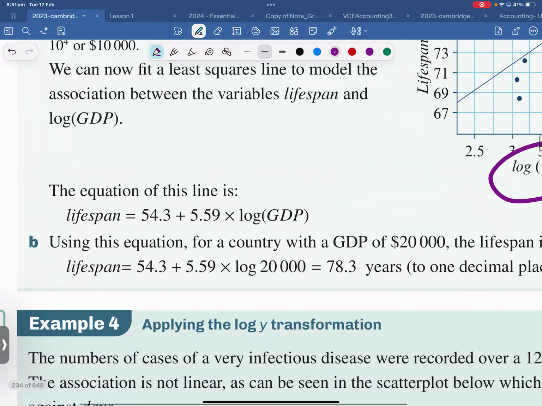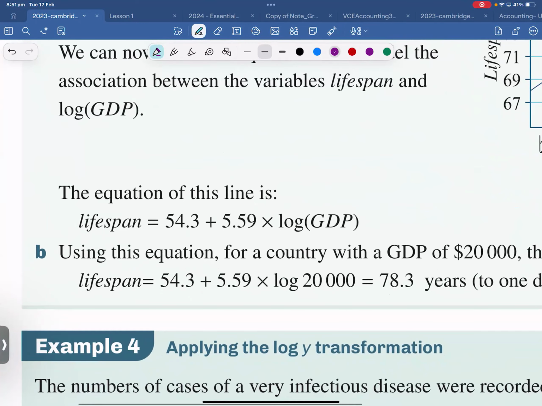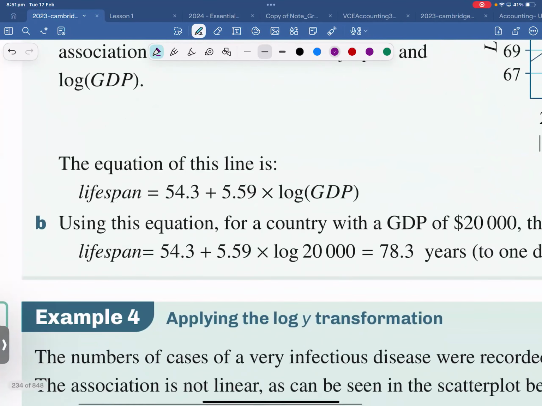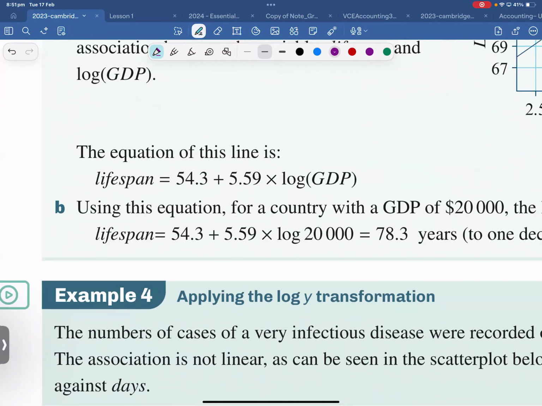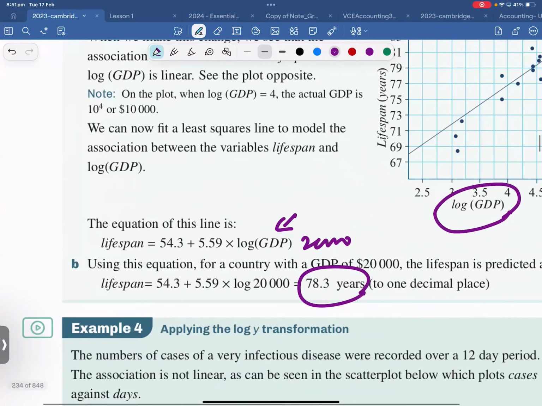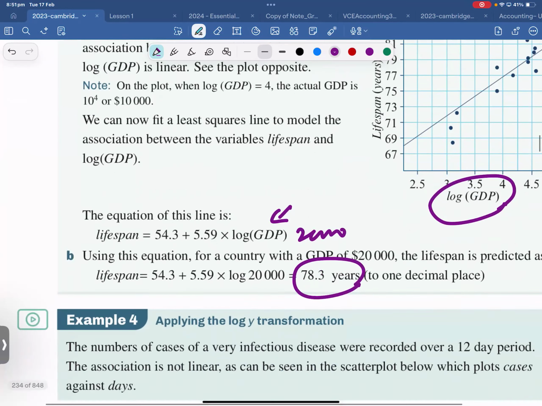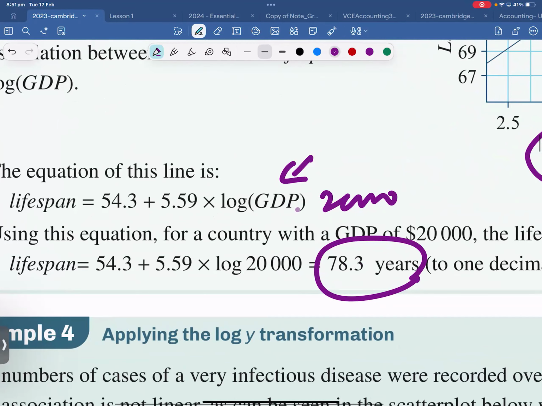So what happens, guys? Now look at this. The equation has been given to us. 54.3, 5.59, and so on, times log GDP. Then to calculate, we substitute 20,000 for this, and we calculate the lifespan. Lifespan is going to be 78.3 years. It's a matter of substituting the value, but the only thing is you have to get the log GDP value.